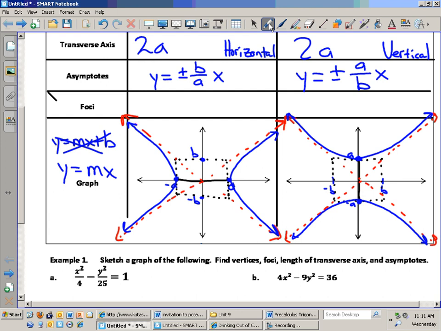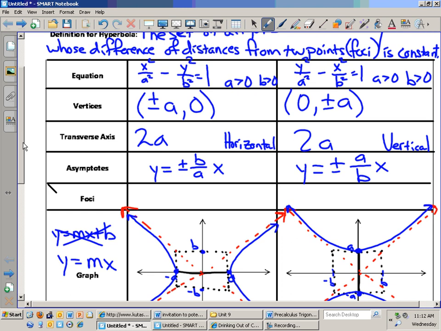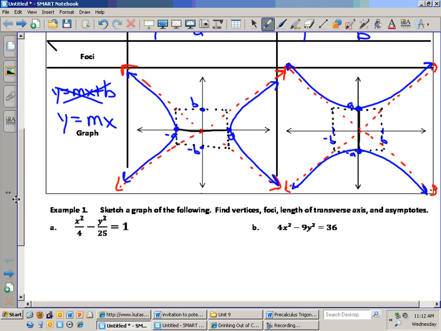Why do I have plus or minus? Because you have two lines, one that goes positive, one that goes negative. That's the only disparity between them. Any questions on what we've said so far? Okay, then I need to find my foci.